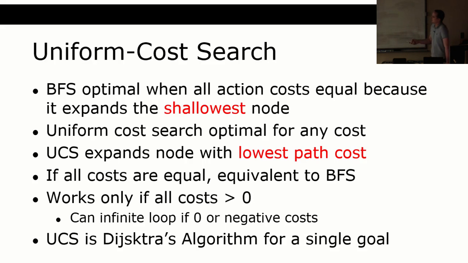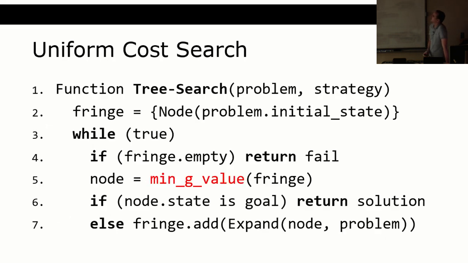And if you've ever learned of Dijkstra's algorithm, which finds the shortest path between all goals or all states in a graph, then UCS is actually equivalent to Dijkstra's algorithm, but it stops when you reach that first goal. So if you know Dijkstra, you know uniform cost search. So here's uniform cost search. It's the same algorithm, except when we go to choose a node, we choose the one with the minimum G value. Same algorithm, we just choose a different node. That's it. There you go. Now you know uniform cost search.